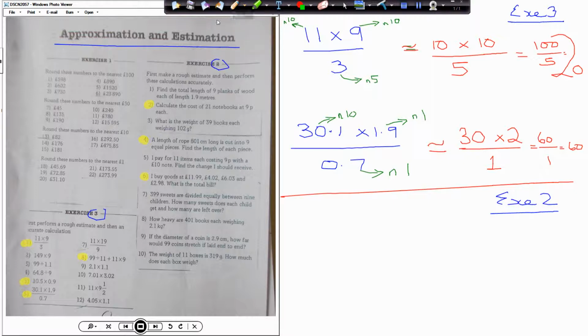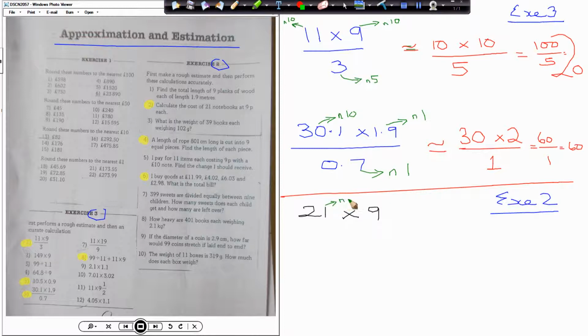Okay, right, here we go. Exercise number 2. Calculate the cost of 21 notebooks at 9p each. We have to do a rough estimate. So let's write down the calculation. The calculation involves 21 multiplied by 9. That's how we would actually work out that question. Now, we're not going to work out the actual calculation. We're going to round each number and then do the calculation.